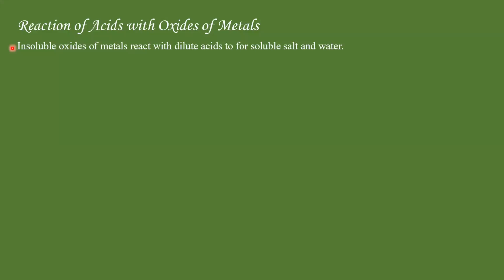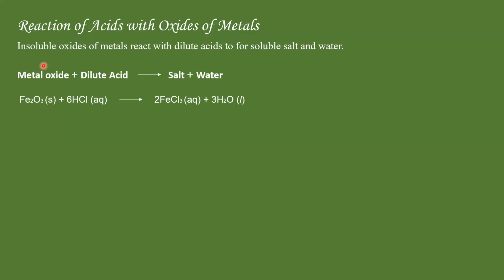So people, insoluble means which cannot be dissolved. Oxides of metals react to dilute acids to form soluble salt and water. So basically what it means is, I have a metal oxide, I have dilute acid, put it together, I get salt and water. I don't get hydrogen gas, okay, I get salt and water. How is that? Fe2O3 ferrous oxide plus 6HCl gives ferrous chloride plus 3H2O. So there's nothing but reaction of acid with oxides of metal.